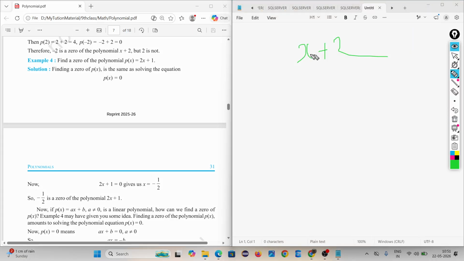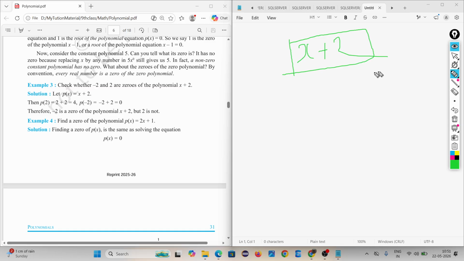Look, this is which type of polynomial? Is it linear, quadratic, or cubic? Linear. Linear. That means how many zeros does this polynomial have? One. But here two are given. Two are given. Okay, then check p of x equal to x plus 2.